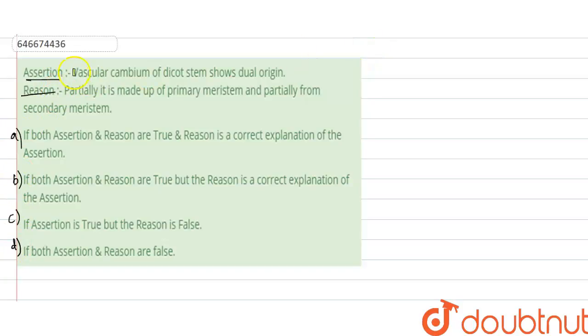What the assertion says here is, vascular cambium of dicot stem shows dual origin, and the reason says that partially it is made up of primary meristem and partially it is made up of secondary meristem. So to answer this question, first we have to know the basic knowledge about the cambium, vascular tissues, etc.